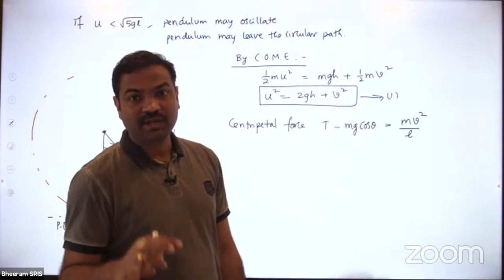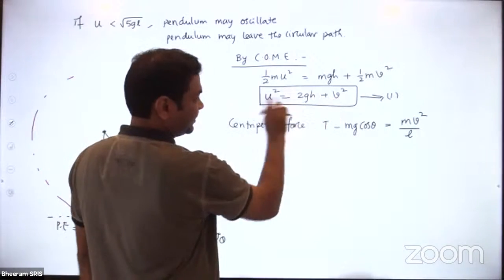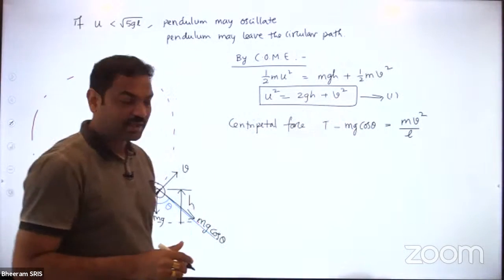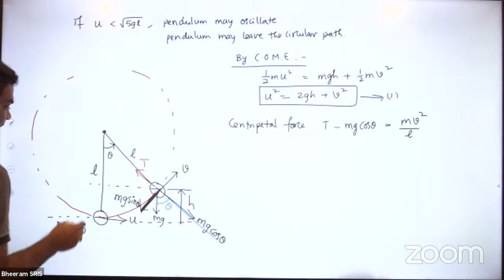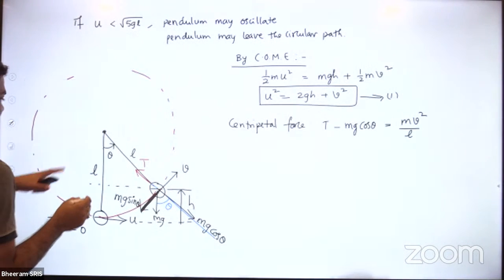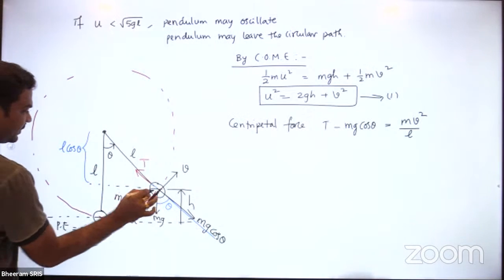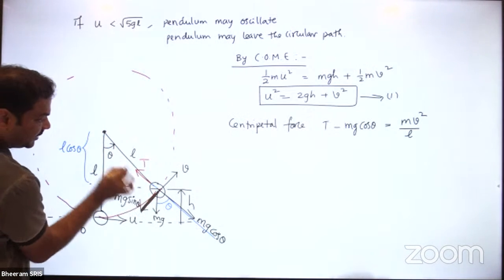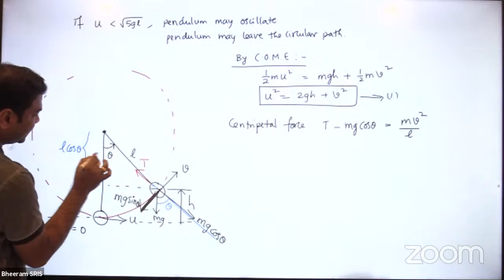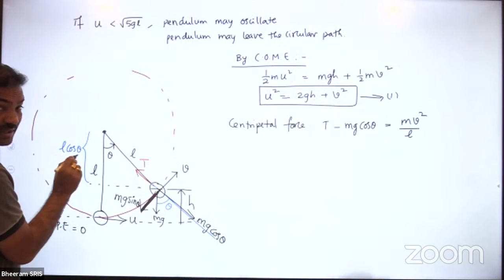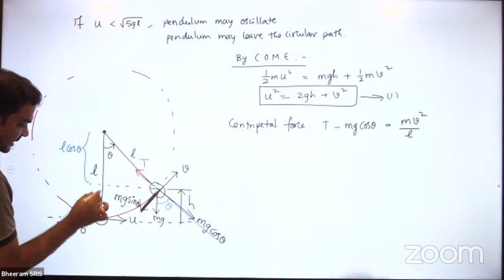Tension value I want to write down in terms of height. I got the V value in terms of height, and the tension value also I want to write down in terms of height. So for that, can I say this length is L cos theta? See once, if you see this triangle, the hypotenuse is L, this angle is theta. Then what is the adjacent side? L cos theta. And this is height H.